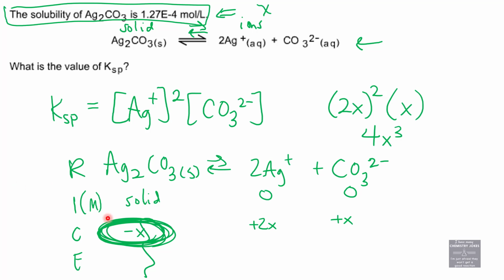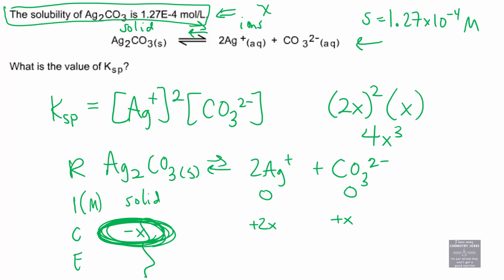It's telling you how much Ag2CO3, silver carbonate, is dissolving in solution. It's telling you the change in silver carbonate. So it's really telling you the value of X. If you look throughout the textbook, instead of X, the textbook says the solubility, using the letter S, equals 1.27 times 10 to the negative 4th. X, S, whatever, it doesn't matter. We know the value of X.